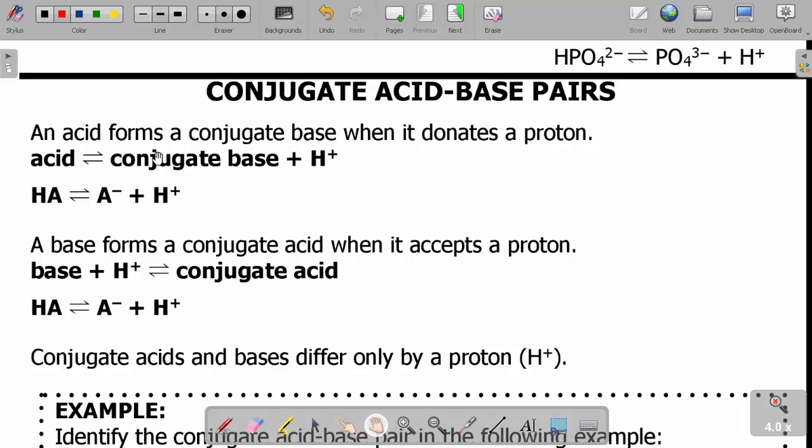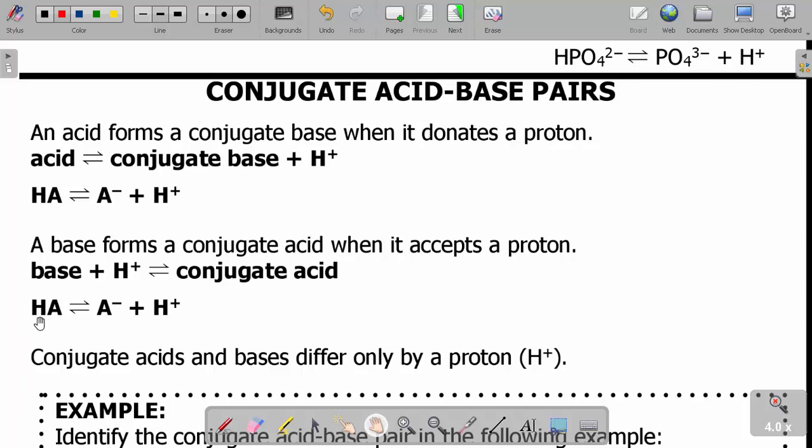Actually, when we say conjugate base, it means that if we start from this side and use this arrow, that conjugate base can also accept a proton, according to Bronsted-Lowry. Okay, and also note that a base forms a conjugate acid when it accepts a proton. So if a base takes up a proton, what is formed is called a conjugate acid. So in this case, our base, which is A minus, takes up this proton to form a conjugate acid.